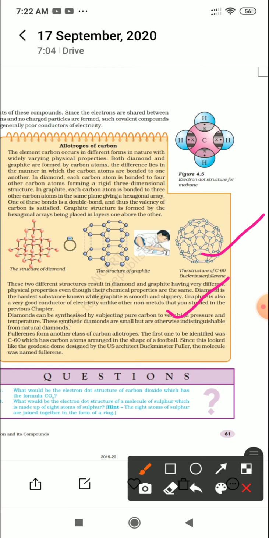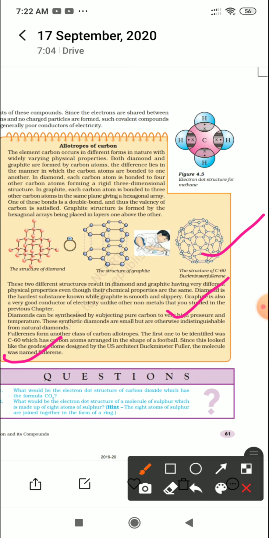Okay, and you can see that these fullerenes have a lot of carbon atoms in them. The first fullerene is C60, which means they have at least 60 carbon atoms in them.